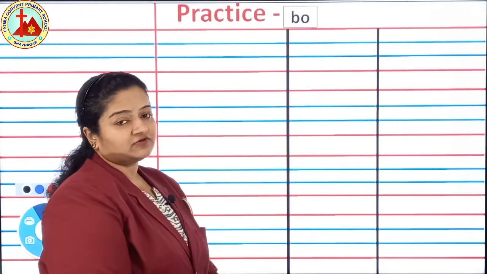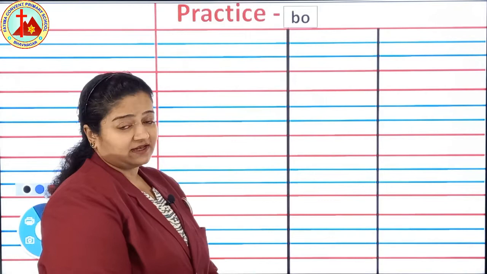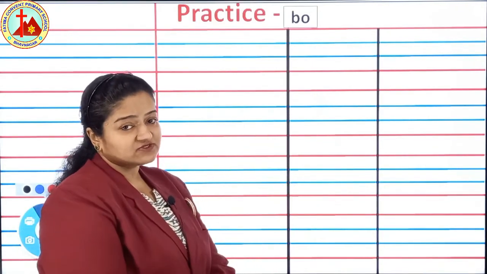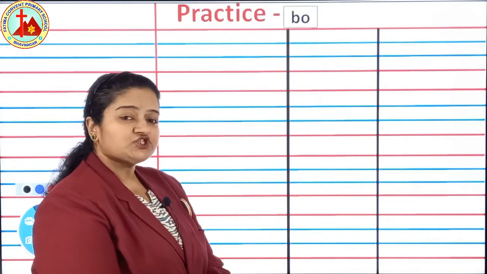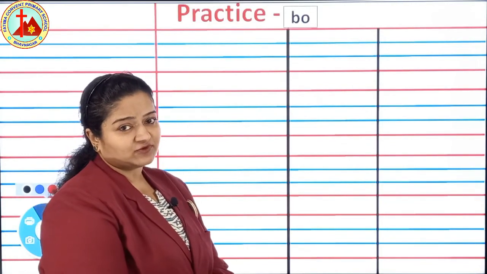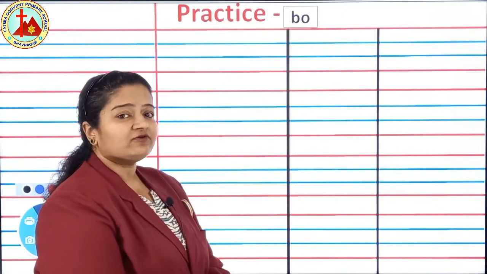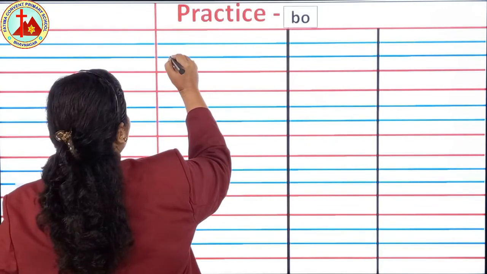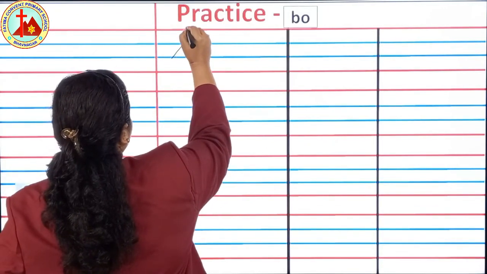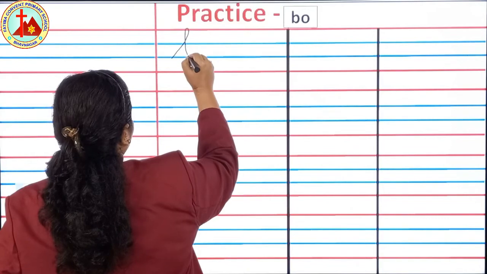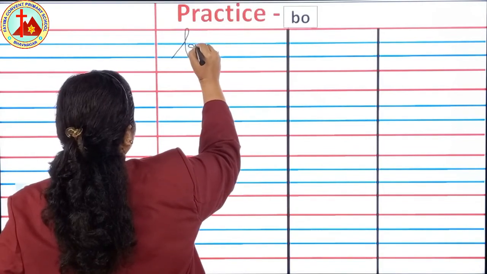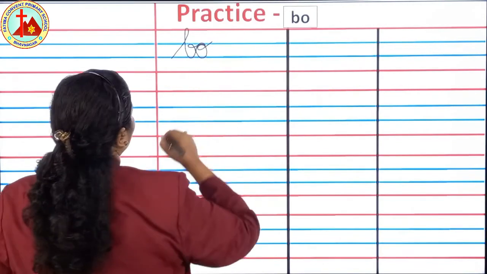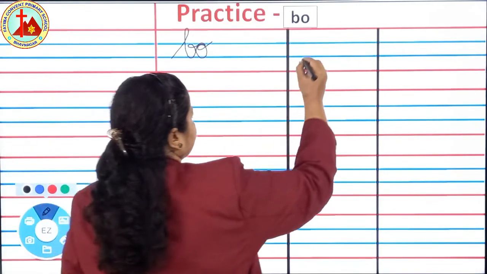Now children, you already learned 2 letters. Now you learned B and O. Now on this page we have to write joining letters, and we have to write B and O without lifting your pencil. Let's see how to write. First you have to do B, come down and continue writing O, B, O like this.